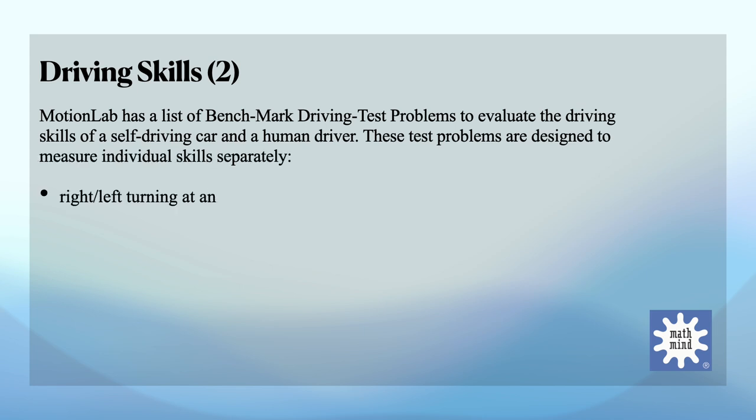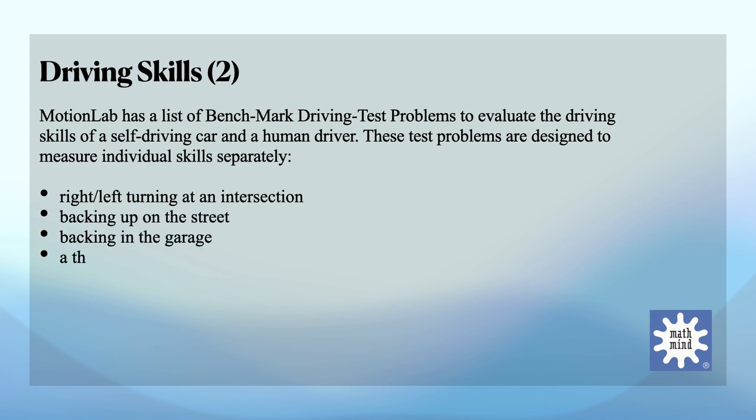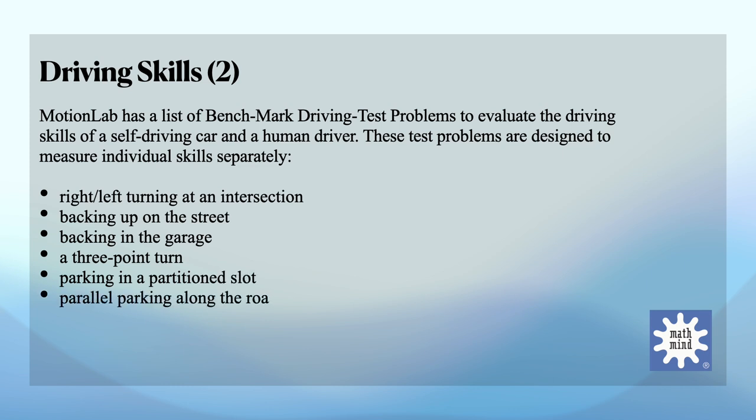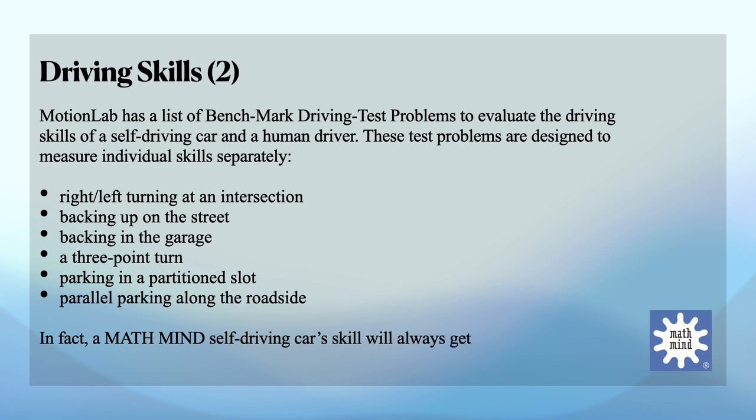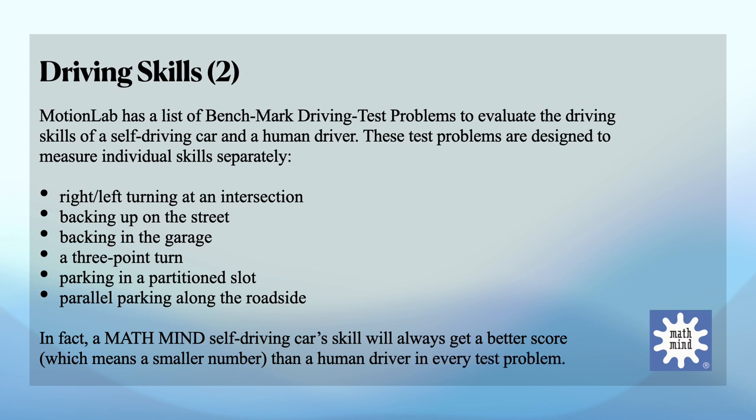Right, left turning at an intersection, backing up on the street, backing in the garage, a three-point turn, parking in a partitioned slot, parallel parking along the roadside. In fact, a MathMind self-driving car's skill will always get a better score, which means a smaller number, than a human driver in every test problem.